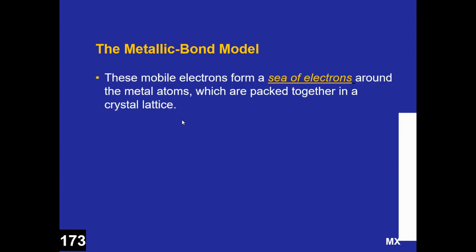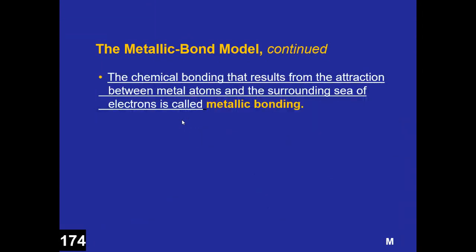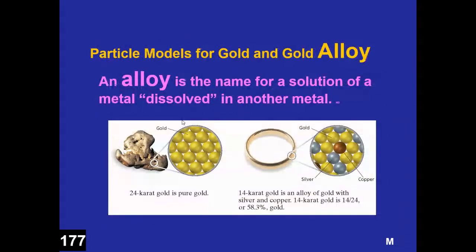Okay. The term we like here is a sea of electrons. These mobile electrons form a sea of electrons around the metal atoms, which are packed tightly in a crystal lattice. So electron sea is the name for the mobile electrons surrounding the positive ions in metallic bonds. Okay, so a definition: the chemical bonding that results from the attraction between metal ions and the surrounding sea of electrons. That's our metallic bond.